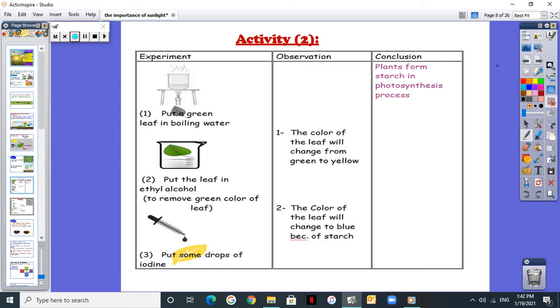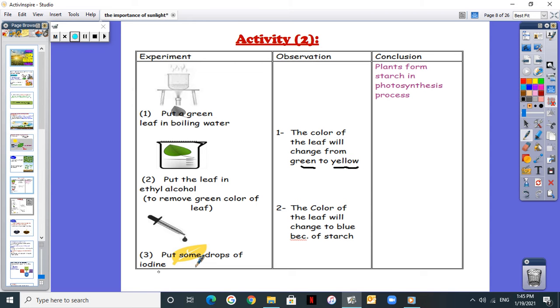Okay, activity number 2. Here we have boiling water and we have a green leaf. Put the green leaf in the boiling water, and then put the leaf in ethyl alcohol to remove the green color of the leaf. This is brought from the science lab. We observe that the color of the leaf will change from green to yellow.